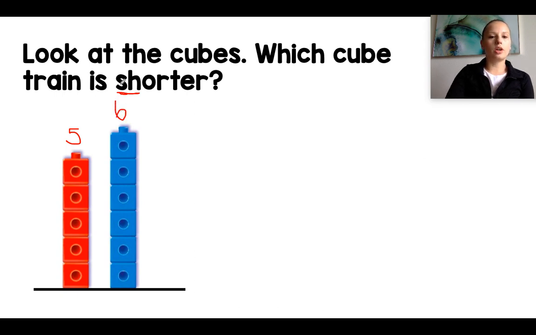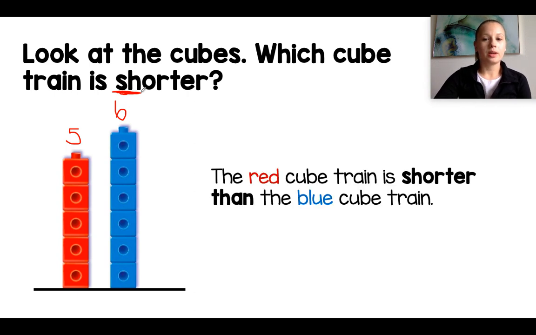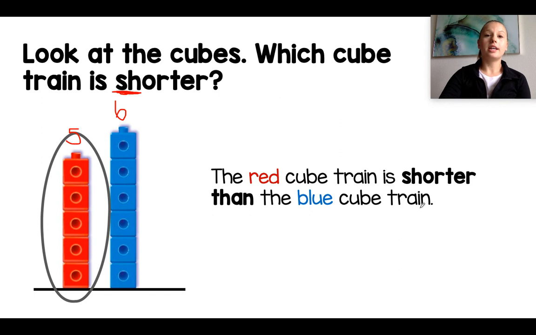Now remember, we're looking for the shorter cube train. Which one is shorter or smaller? The red cube train is shorter than the blue cube train. Good. If you look at the numbers, you have 5 and 6. We know that 5 is less than 6, so of course it's smaller or shorter.